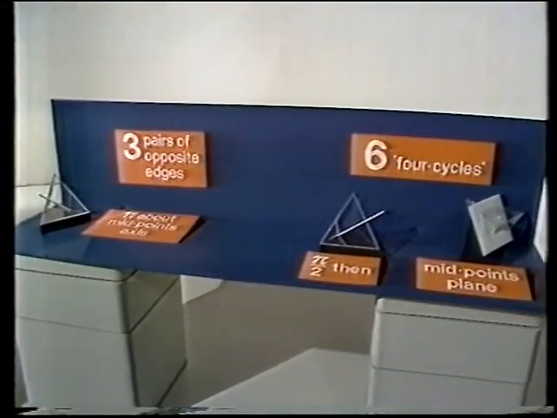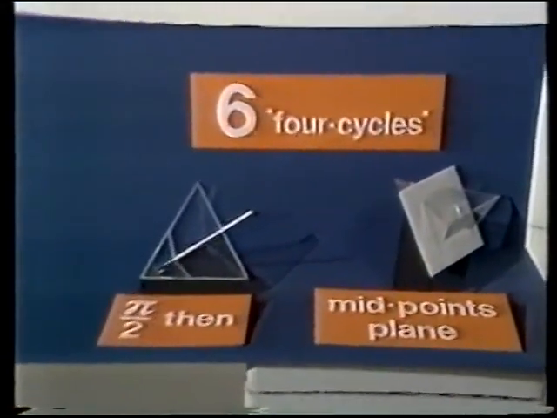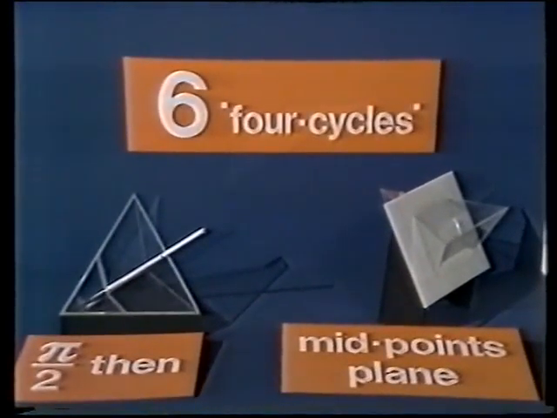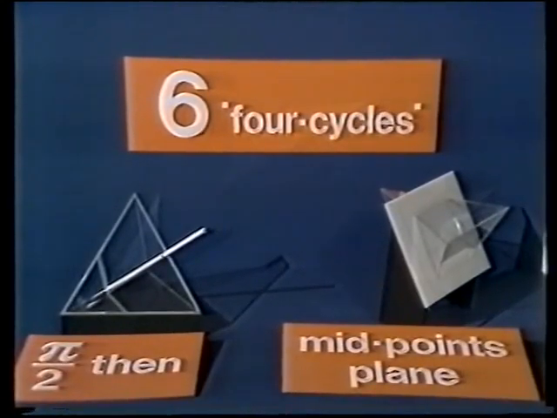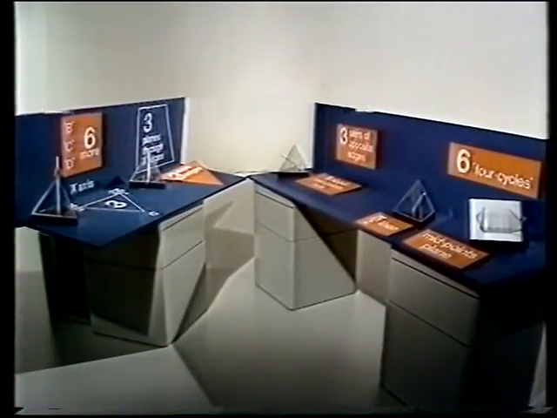And there are, in fact, 6 of that type of symmetry, because firstly, there are 3 different rotation axes like that, and you can rotate by both plus pi by 2 and minus pi by 2 for each one, giving 6 possibilities. So that's our 24 symmetries.